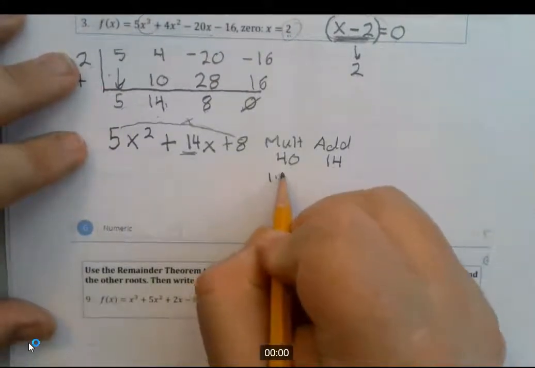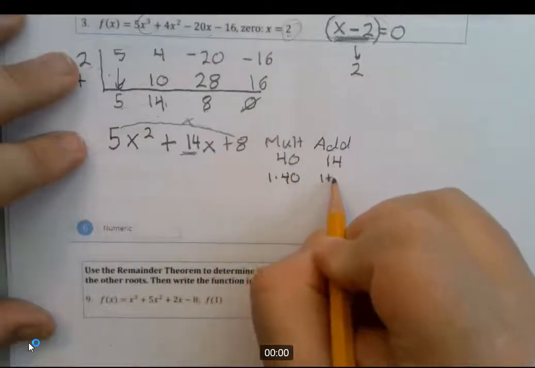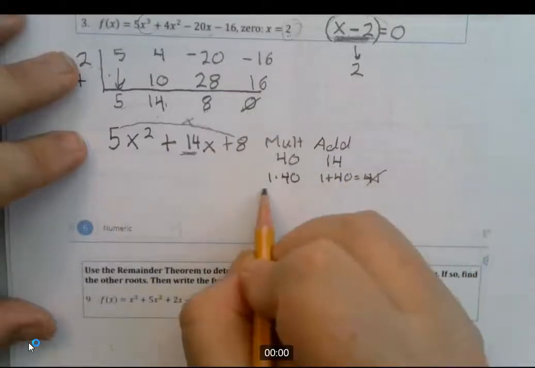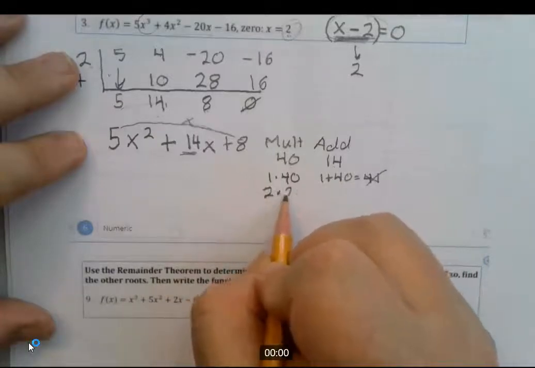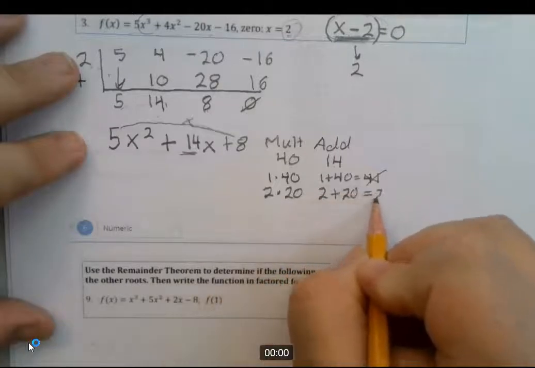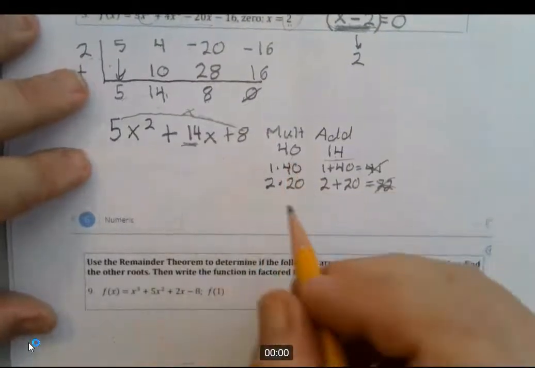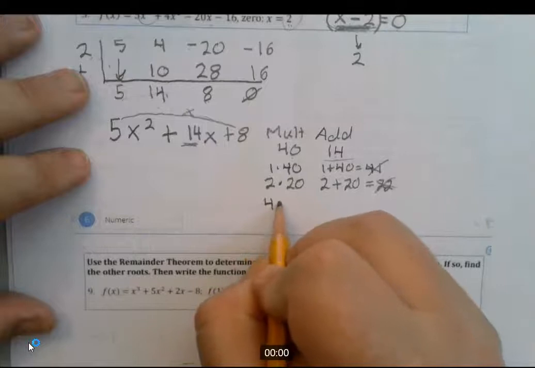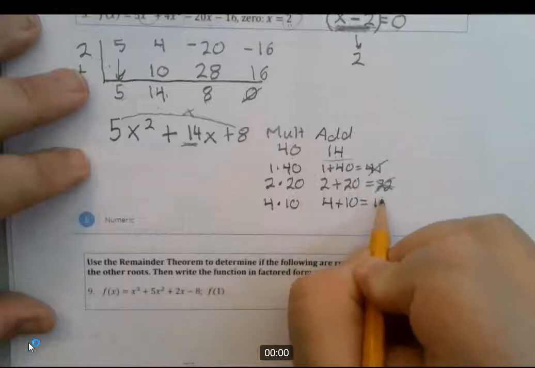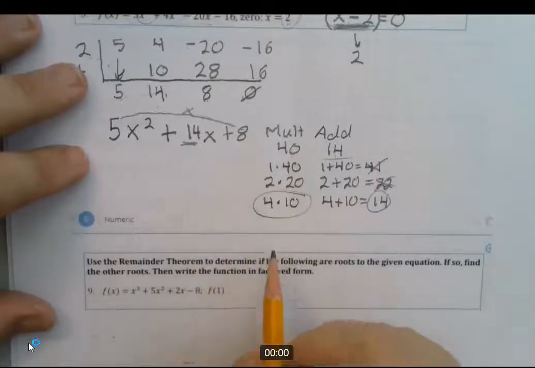So we're going to do 1 times 40 equals 40, and 1 plus 40 equals 41. That's not what we're looking for. Now we go to 2. 2 times 20 equals 40, and 2 plus 20 equals 22. That's not what we're looking for. We're looking for 14. How about 3? 3 doesn't go into 40. How about 4? 4 times 10 equals 40, and 4 plus 10 equals 14, and that is the one that we're looking for. So these are the two numbers we're looking for here.